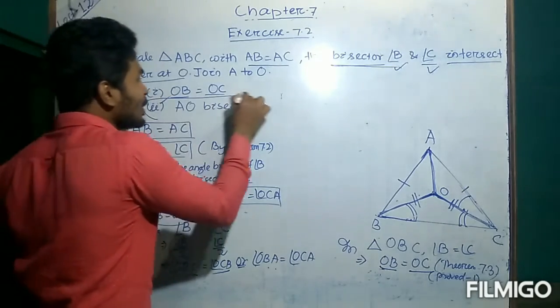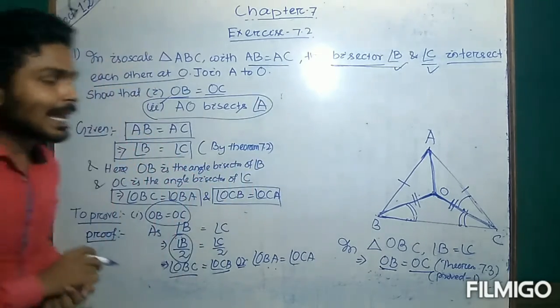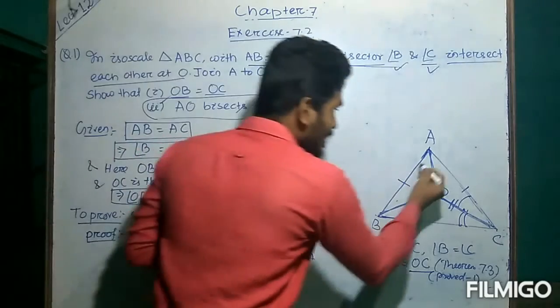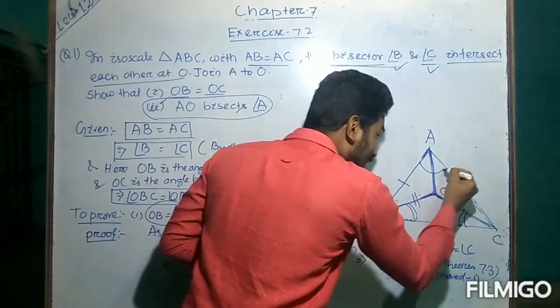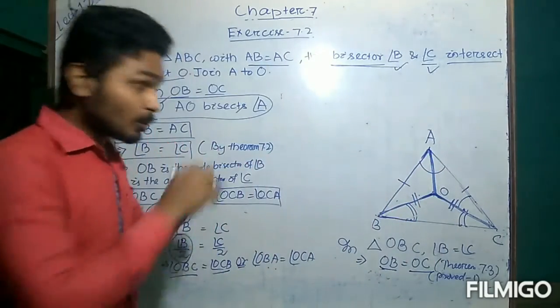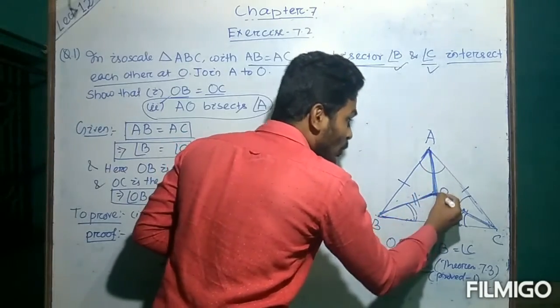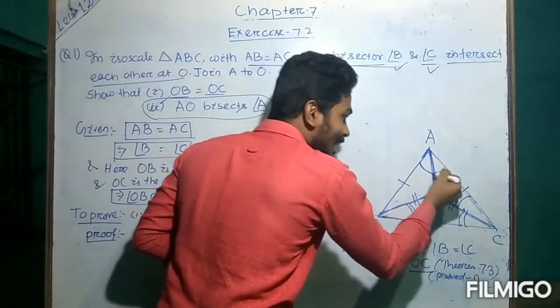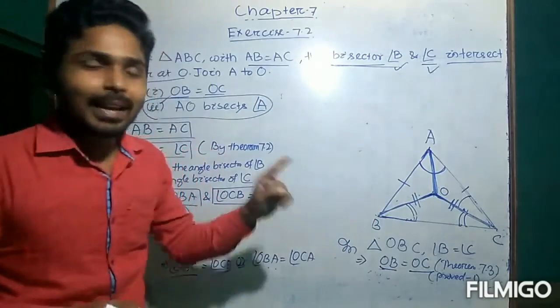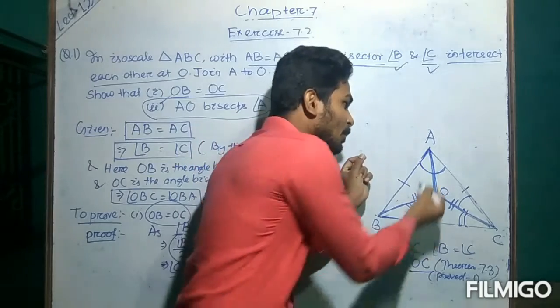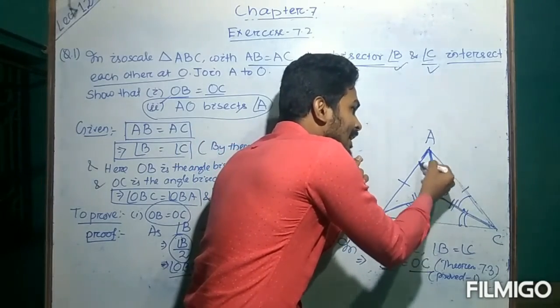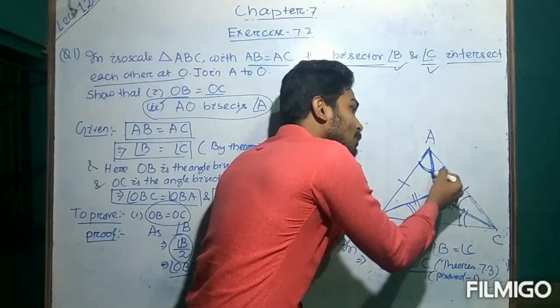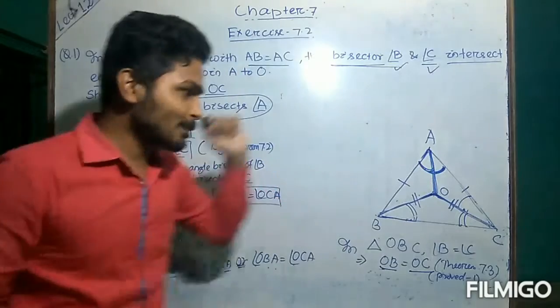In the second statement, we have to prove AO bisects angle A. That means AO is the bisector of angle A. So we have to prove that AO is the angle bisector of the angle A. Angle bisector means what? Angle bisector means we have to prove that this angle is equal to this angle. We have to prove this statement. Let's prove.